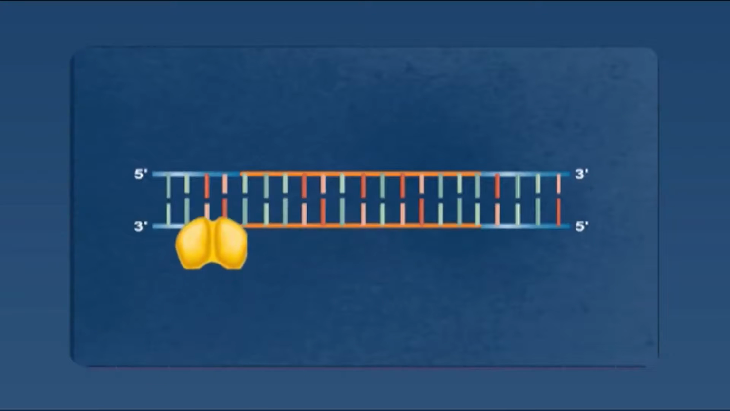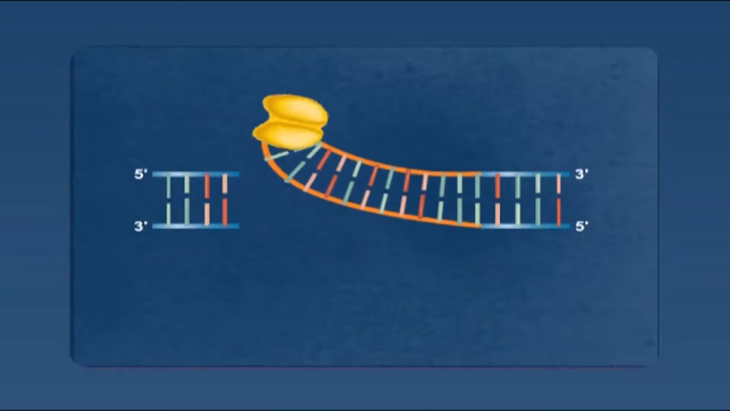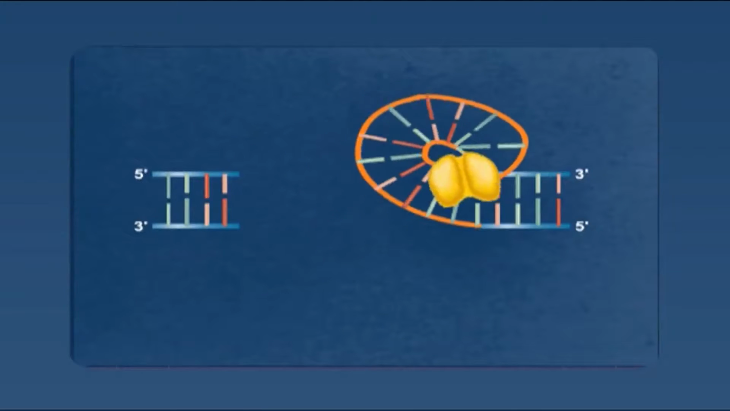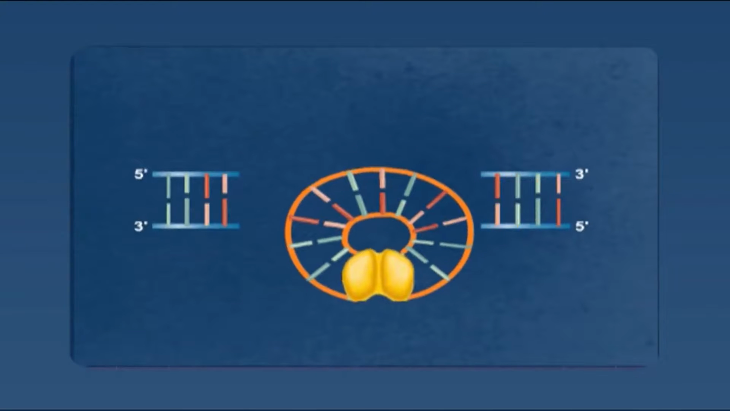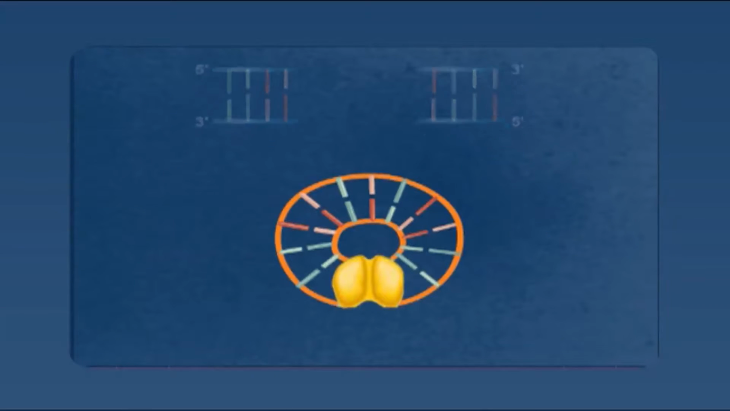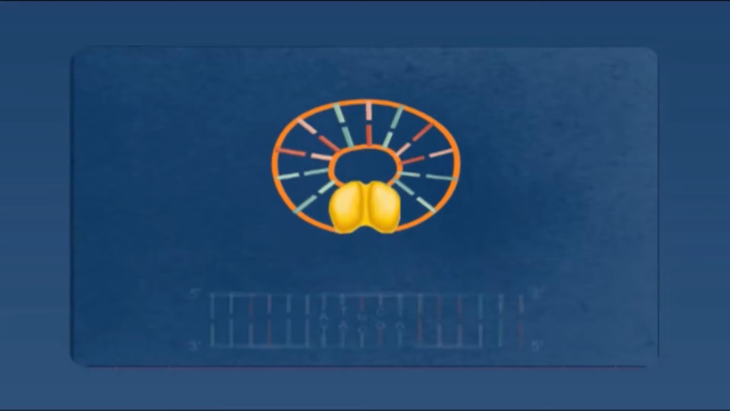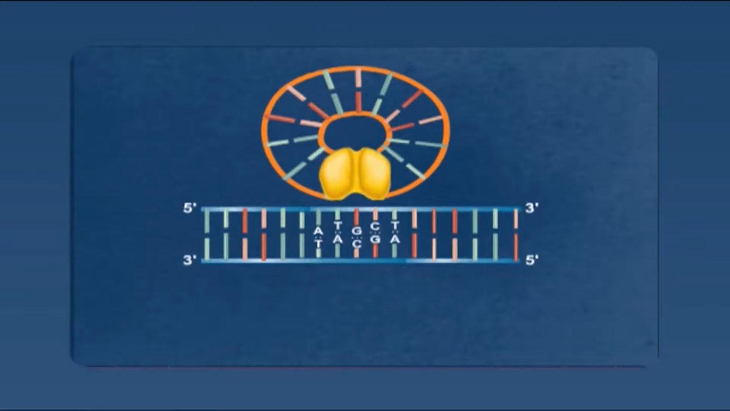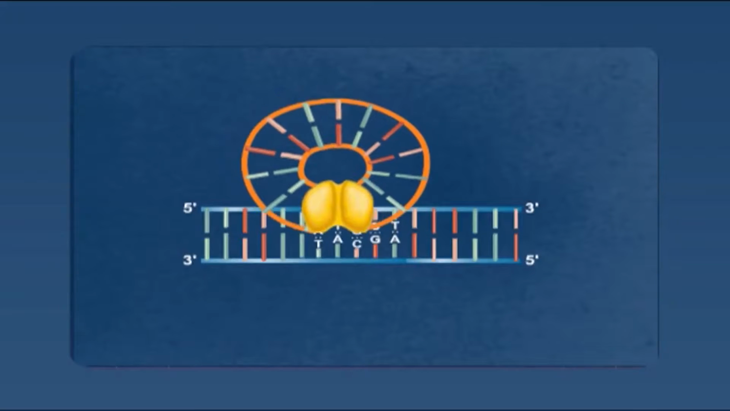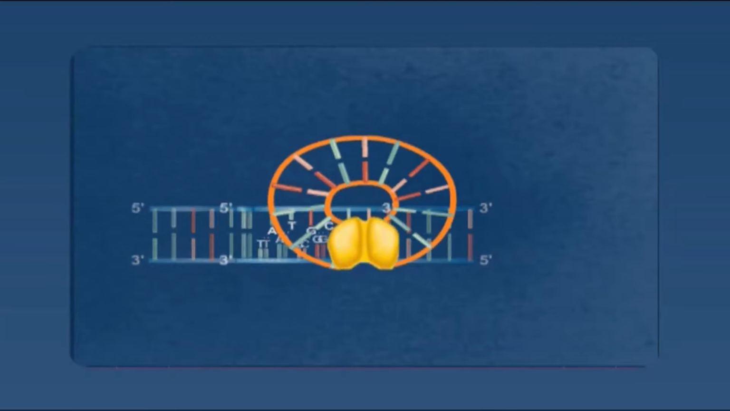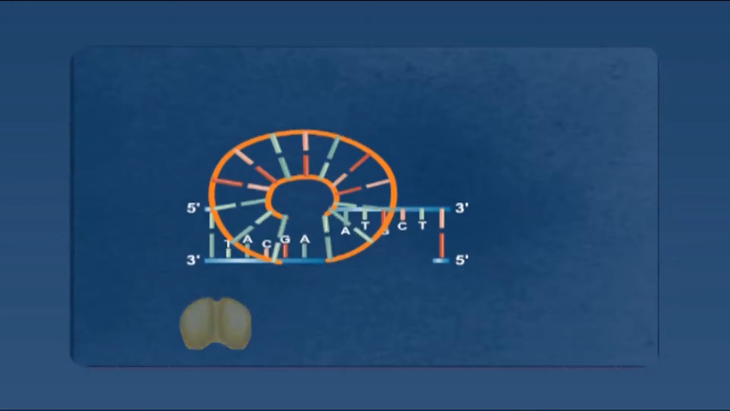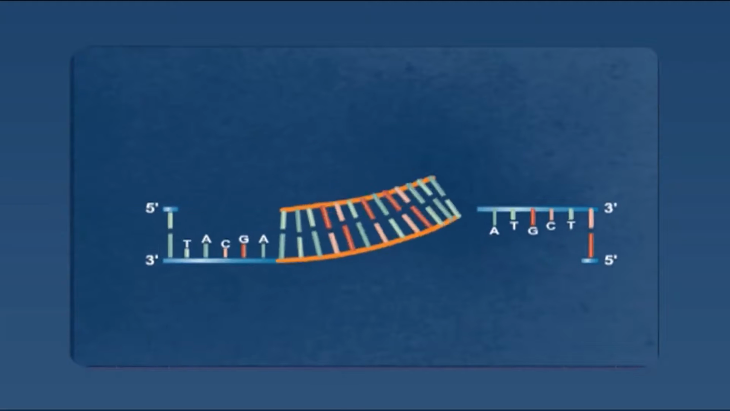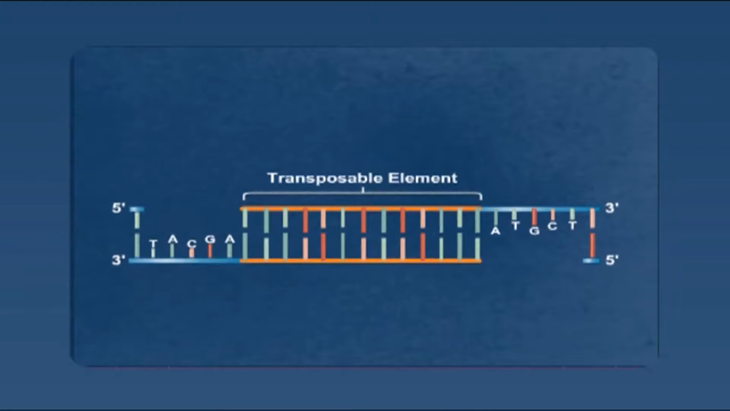Transposition initiates when transposase recognizes inverted terminal repeats. The site of integration is called the target site. First, staggered cuts are made in DNA at the target site. Then, the insertion sequence element inserts, and finally DNA polymerase and ligase fill the gaps. Small direct repeats flanking the target site are created.